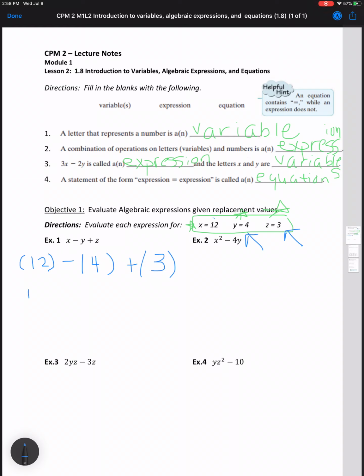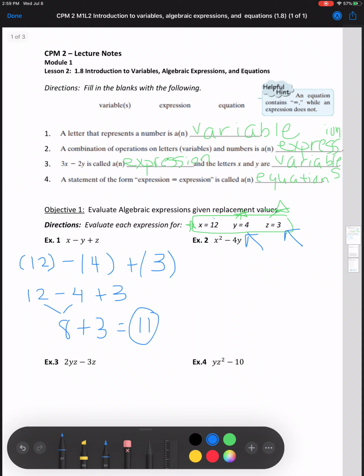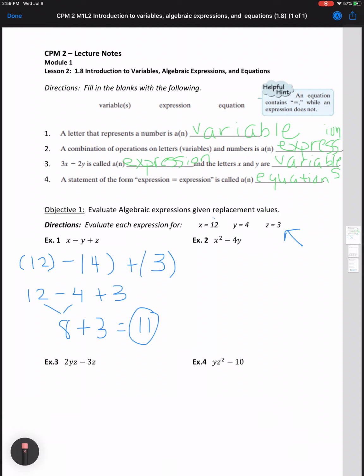In this problem, because it's more basic, it honestly doesn't matter whether those parentheses are there or not, because each number is just inside the parentheses. Here all we have is addition and subtraction, so just work it left to right. 12 minus 4 is 8. 8 plus 3 is 11. Once you replace the letters, you then think of your order of operations that we talked about in 1.7. Checking out number 2, we're using the same replacement values. We know x is 12, y is 4, and z is 3.